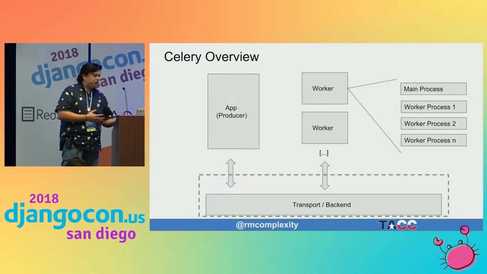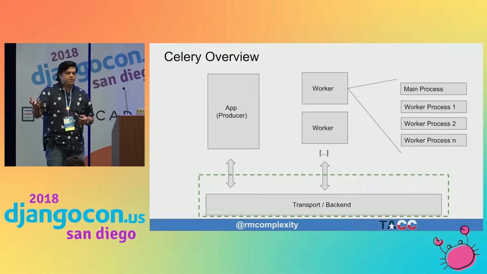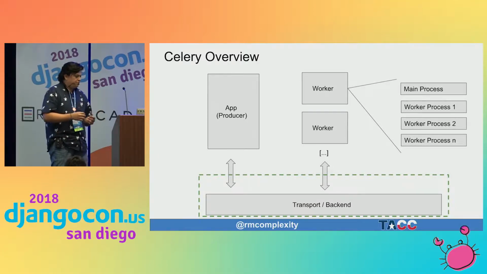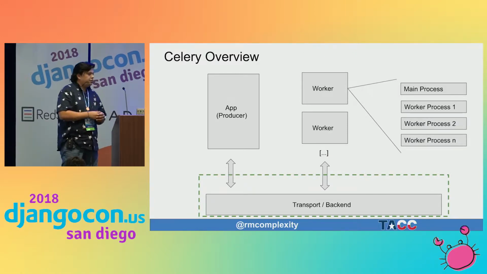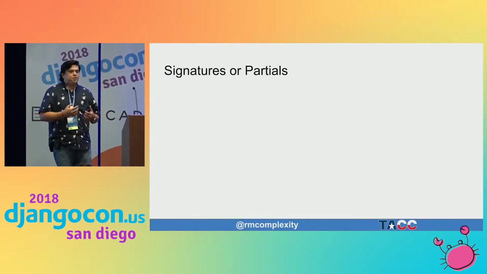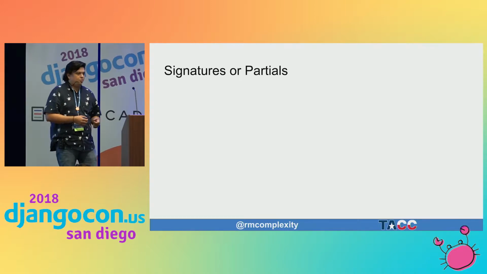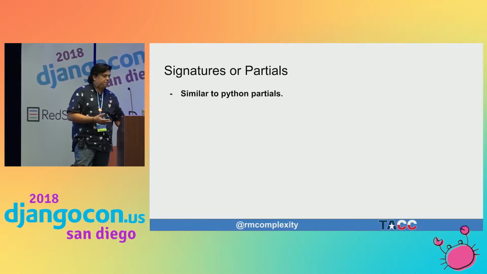We have talked about how Celery basically just runs code on remote machines, right? On distributed machines, if you can call it that. So everything in Celery starts with what we call signatures. Signatures are very related to what Python partials are. They're implemented in a different way, but the idea is basically the same.